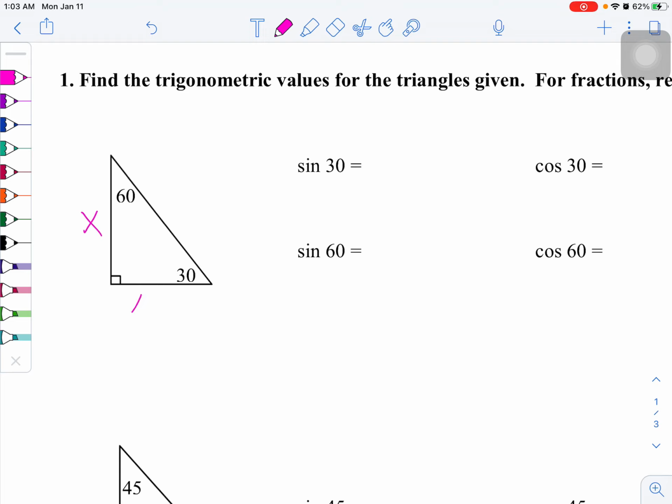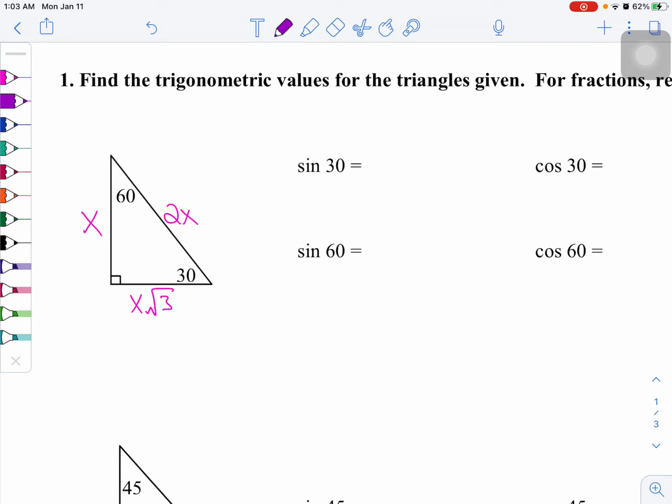So the side opposite of the 30 we're going to label as x. The side opposite the 60 is x root 3. And the side opposite the right angle, the hypotenuse, is 2x. Now, however you're going to remember those, remember them. It's really what makes sense in your brain, so keep track of it.